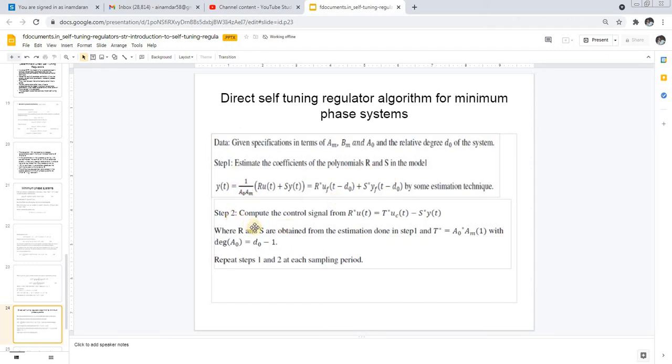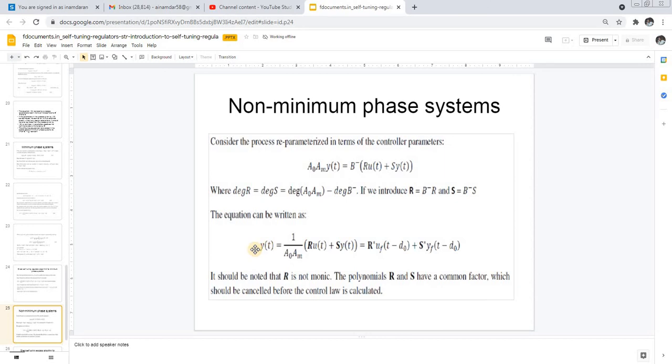In step number 2, we have to compute the control signal from this equation. We already have this equation in the previous slides, and we can refer to it, where R and S are obtained from the estimation done in step number 1. And T is equal to A naught Am of 1, with the degree of A naught equal to d naught minus 1. Now we have to repeat step number 1 and step number 2 at each sampling period.